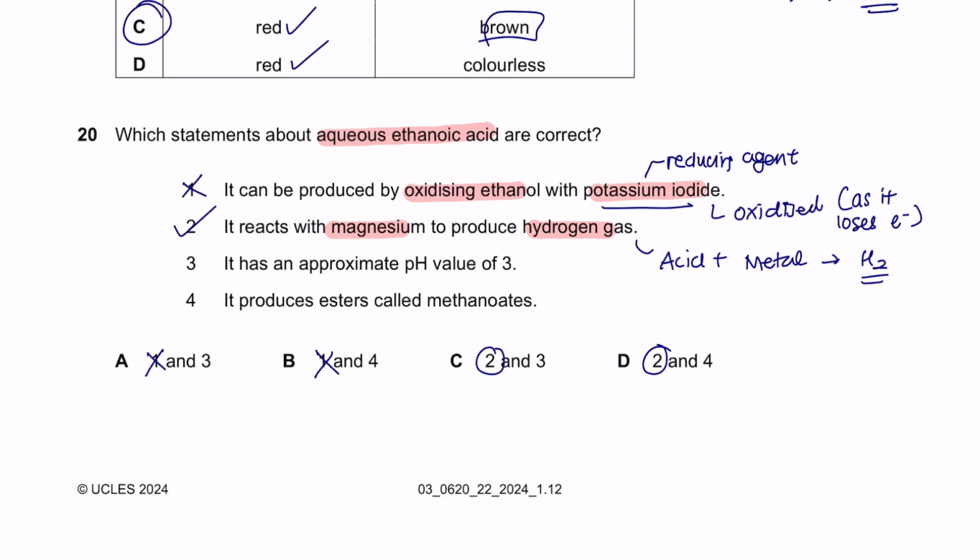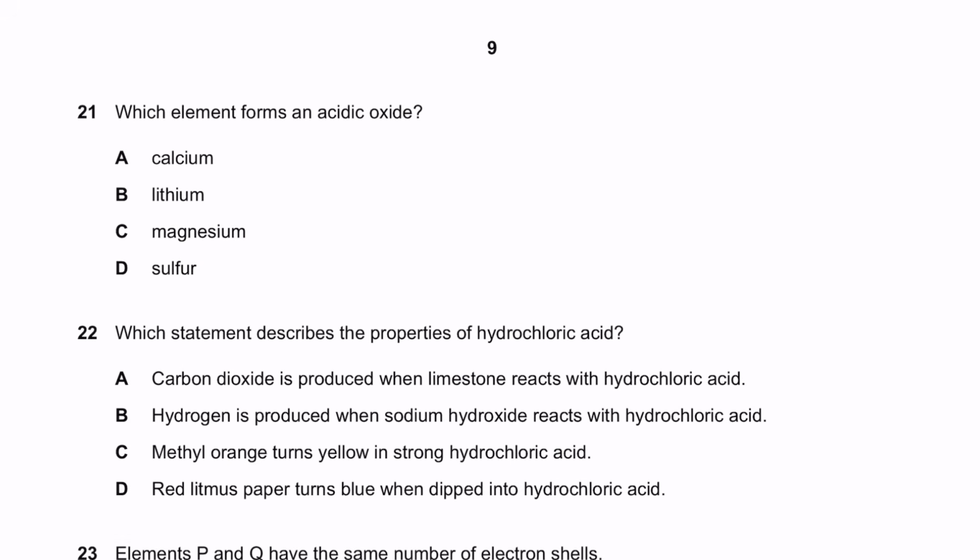Statement 3 says that it has an approximate pH value of 3. This is also correct because an acid has a pH range between 1 to 6. And statement 4 says that it produces esters called methanoates. This is wrong since it is ethanoic acid. It will produce esters named ethanoates. So the answer is C.